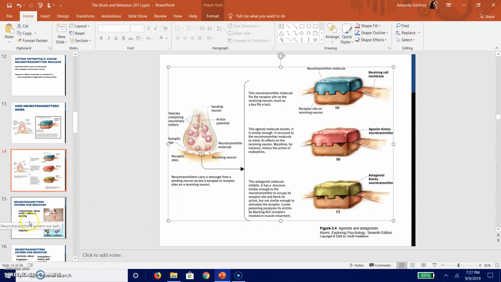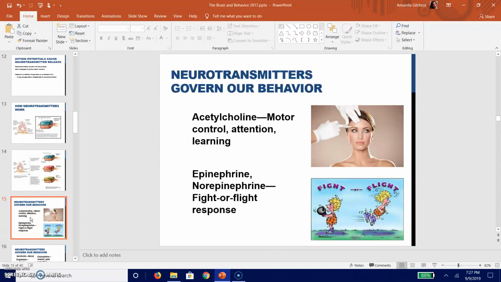Now let's talk a little bit about what these neurotransmitters do because they are involved in so much of what we do. So here are a couple of particular ones. What you're looking at here is an effect of acetylcholine. Acetylcholine is really critical for motor control. Anytime that you contract a muscle or use a muscle, you can thank acetylcholine for being able to move your muscles. It is also critical for attention and learning.